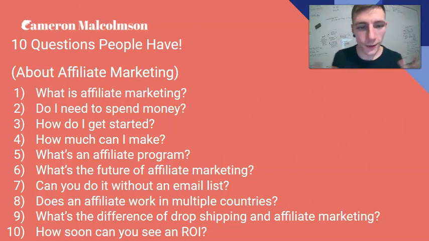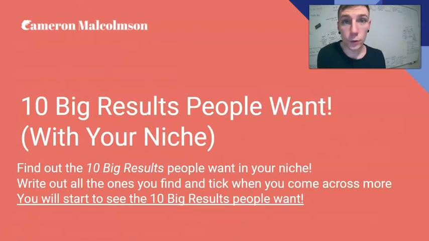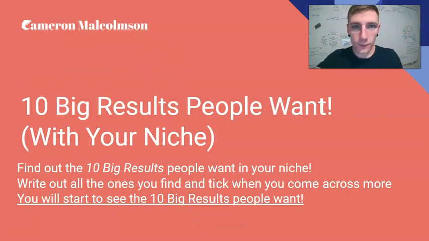So when you identify these top 10 questions, there are 10 pieces of content that you can go ahead and make, write about and create content around. Okay, so the next thing you want to research is 10 big results that people want in your niche and in your industry. You'll do the same type of idea with the ticking method, and you'll see which ones come to the top and which ones are the bigger results that people want.